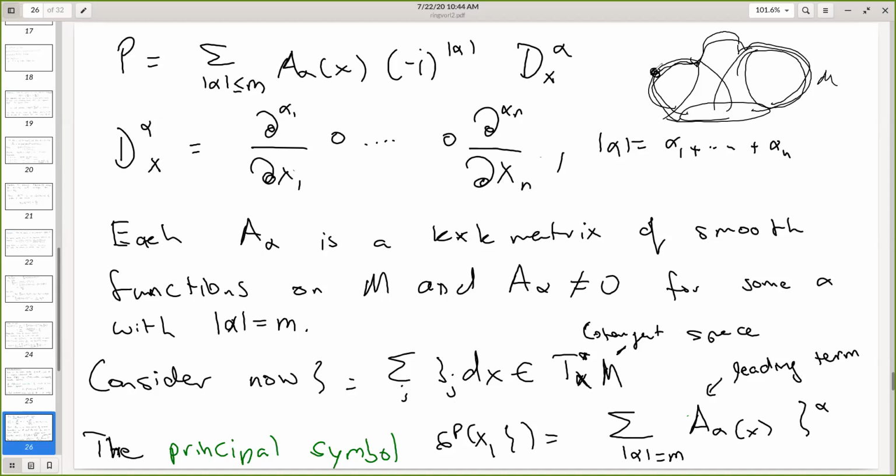Now let's take this point X, and on this point you put a tangent space, a space consisting of all vectors that are tangent on this point. And the dual to this space is the cotangent space. In physics, this is usually called the momentum space. And so now you consider a vector psi in this cotangent space.